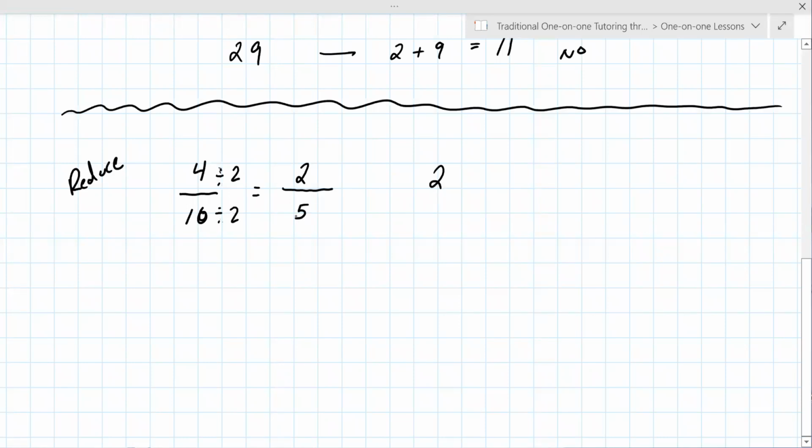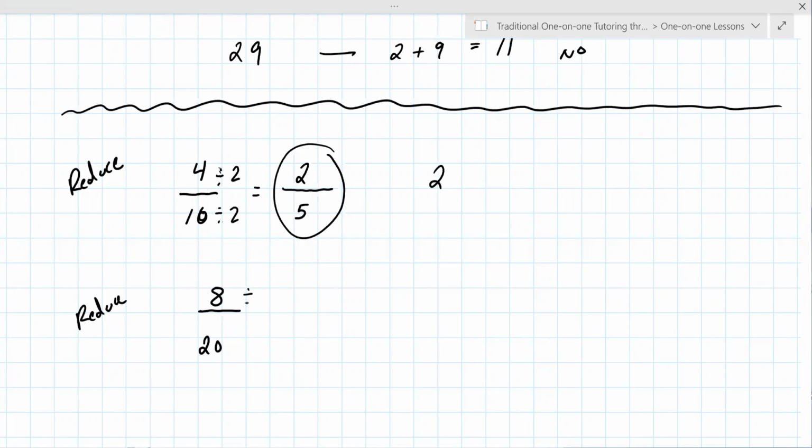And you generally try this divisibility again, but we'll do some simple examples here. Let's try another. How about 8 over 20? Is 8 divisible by 2? Is it even? Yes. And the bottom is also divisible by 2. They both have to be divisible by 2.